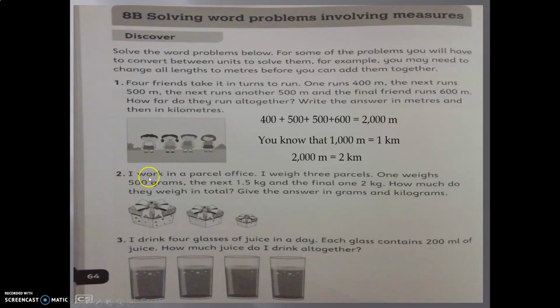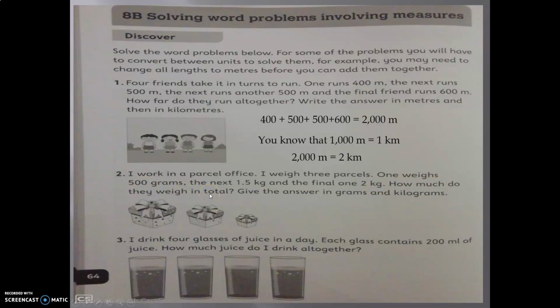Number 2. I work in a parcel office. I weigh 3 parcels. One weighs 500 grams. The next 1.5 kilograms. This 0.5 means half kilogram. So the next parcel weighs 1.5 kilograms. And the final one, 2 kilograms. How much do they weigh in total?